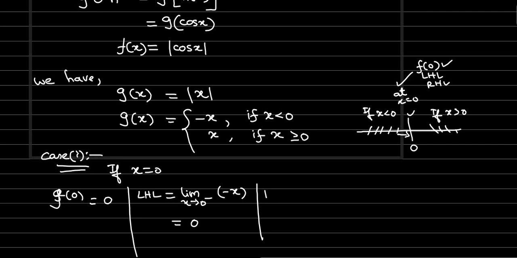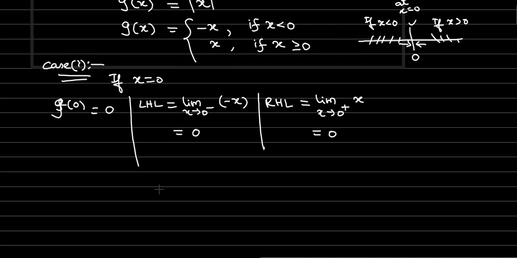Now the right hand limit. Right side values close to 0 are approximately 0, but greater than 0. So the suitable function is x. Applying the limit as x approaches 0, we get 0. From this result, g(0), left hand limit, and right hand limit are equal. So g(x) is continuous at x equal to 0.